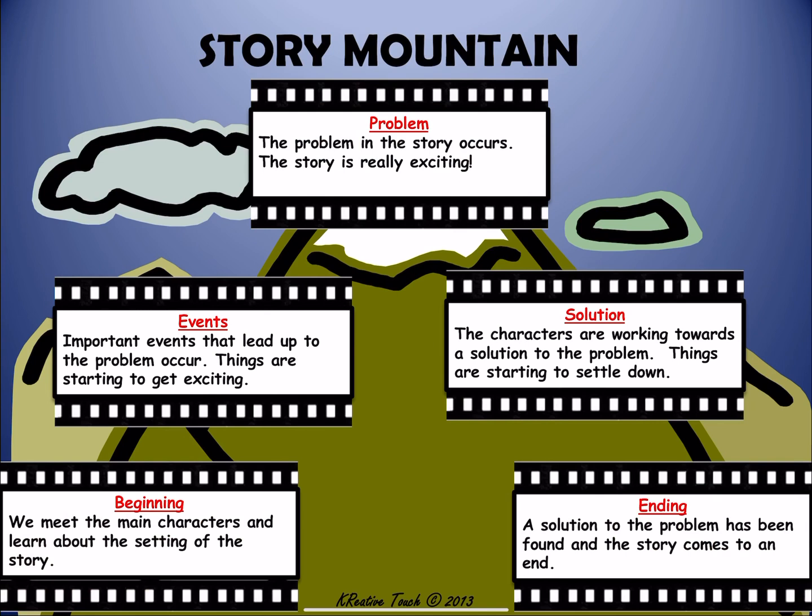And at the very top of our mountain, we have our problem. So the problem in the story occurs. The story is really exciting. Okay, like I said before, if you don't want to have a problem, you can have an exciting event. This would be where that occurs. Okay, and then we start going down the other side of the hill or the mountain. We have the solution. So the characters are working towards a solution to the problem. Things are starting to settle down. Okay, so this is where your solution is going to start to happen. Your problem has already occurred or your exciting event has happened, and now your character is working towards a solution.